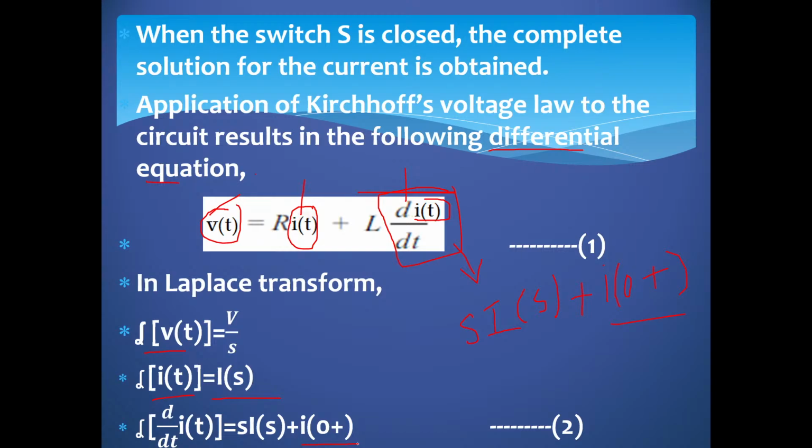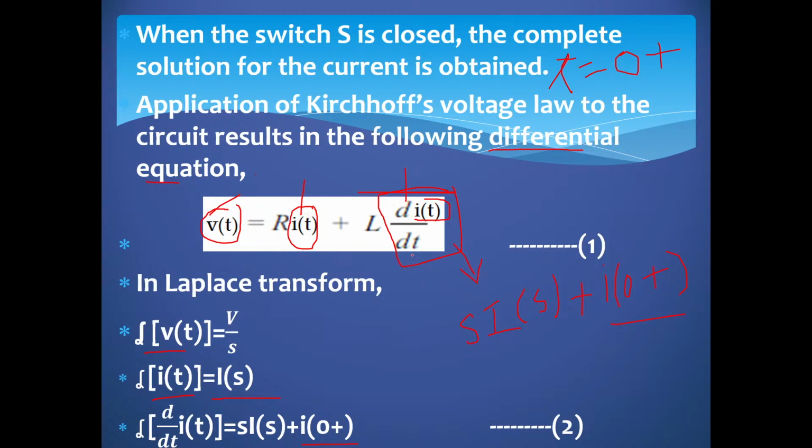What is meant by 0 here? Here 0 means t equal to 0 plus. As soon as you close the switch, immediately after closing the switch, the time is t equal to 0 plus in the time domain. Therefore, you must write the current at the initial condition whenever you are writing the Laplace of a differential term.